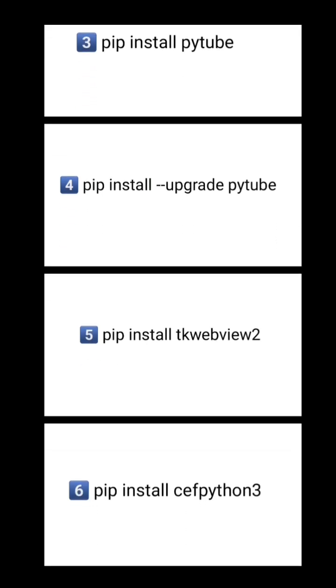we have the pip install upgrade YouTube. So this upgrades YouTube to the latest version. It is useful if the current version is outdated or has bugs. Okay, so if you want to install the updated version, you install this one.